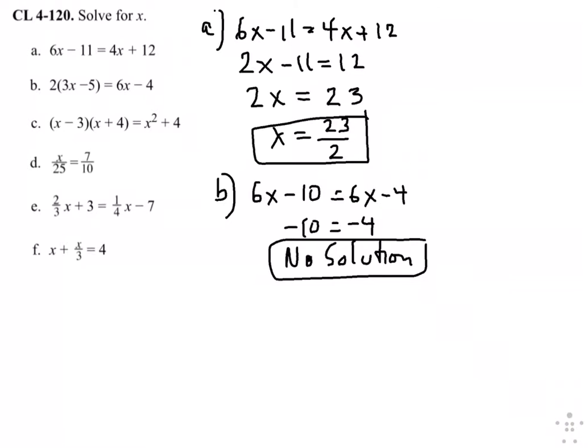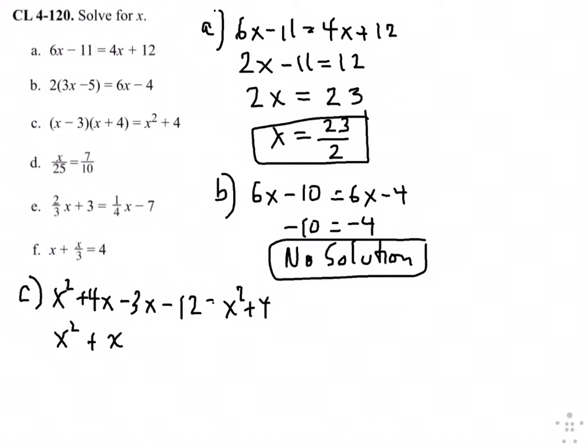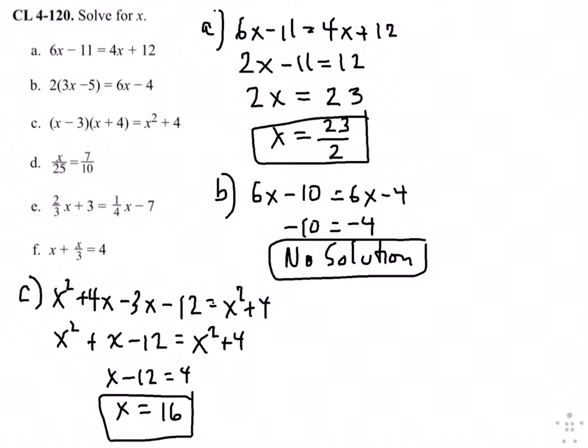For C, let's try to fit it in here. We use FOIL to multiply the left side. X times x is x squared. X times 4 is 4x. Negative 3 times x is negative 3x. And negative 3 times 4 is negative 12, equals x squared plus 4. We combine our like terms. Plus 4x minus 3x is plus 1x, minus 12 equals x squared plus 4. Subtract x squared from both sides, we get x minus 12 equals 4. Add 12 to both sides, we get x equals 16 for C.